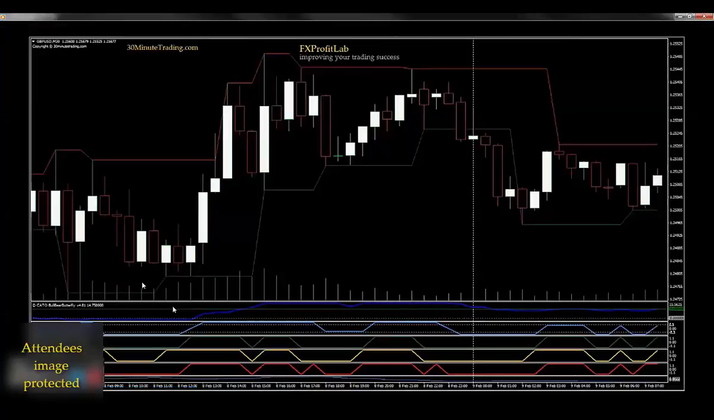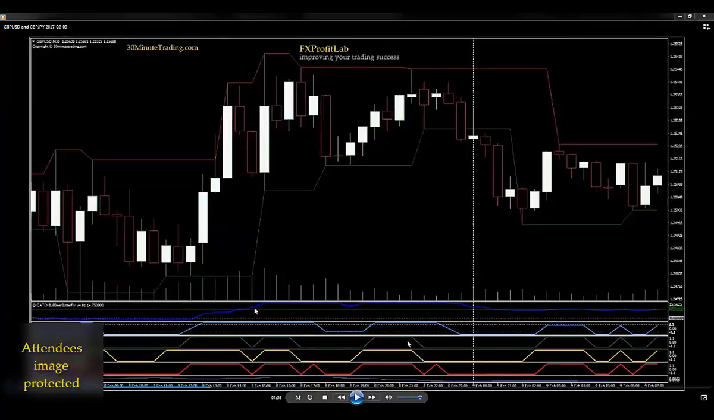So we've got more or less a sideways consolidation. Okay, so let's see what happens if I bring it back a bit.